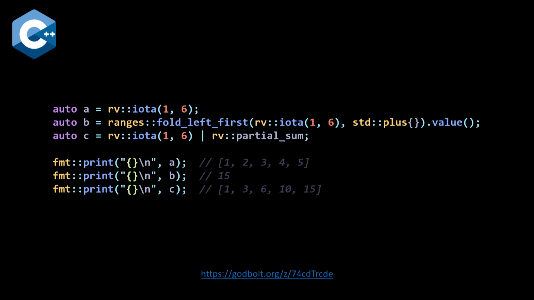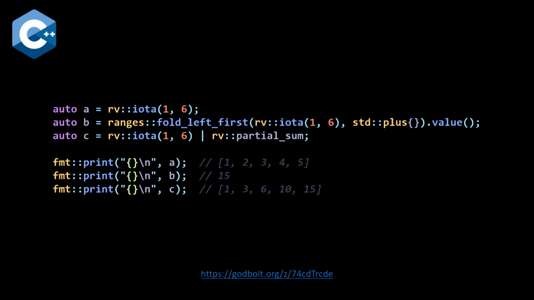And the ones that don't require a starting value return an optional value. So you can see at the end you have to go dot value in order to unwrap that optional to get the value out. Partial sum is not going to make it into C++ 23 because we consider that a tier 2 algorithm. That will probably get into C++ 26. I would really prefer to write this code the following way.